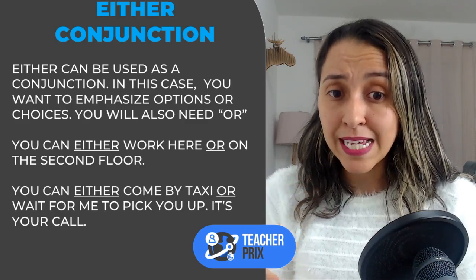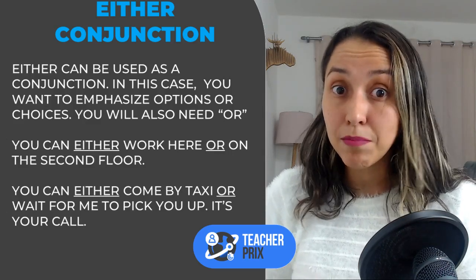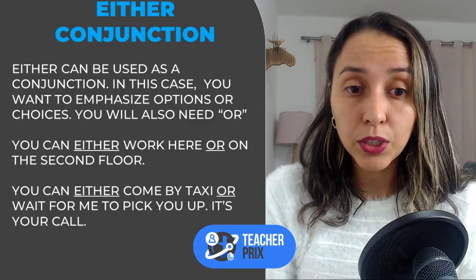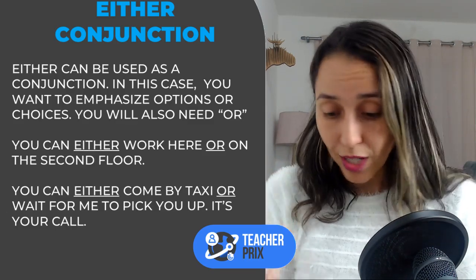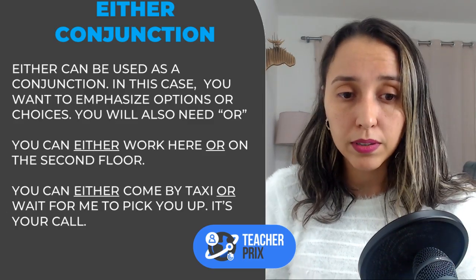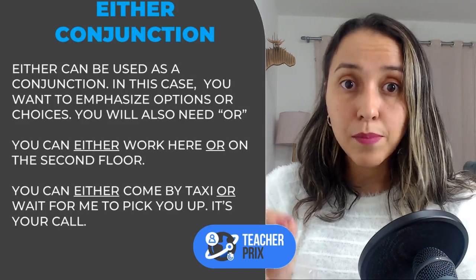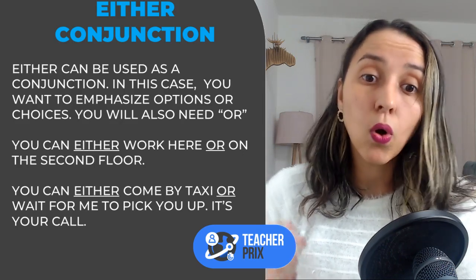Now, I will eat neither the fish nor the chicken. I'm not eating meat anymore. So here I'm telling you two things that will not happen. I will not eat the fish, I will not eat the chicken, and then I explain why I'm not eating meat anymore. So here, as I said, I'm indicating two or more things that will not happen or that are not true.